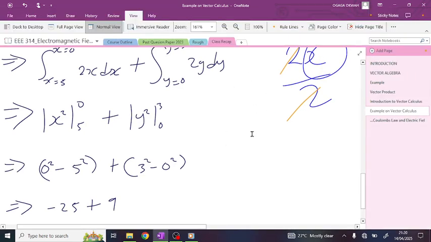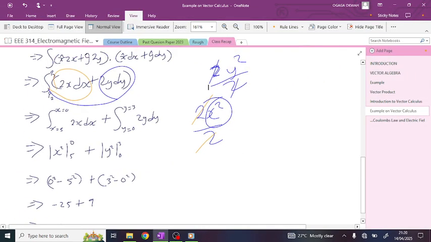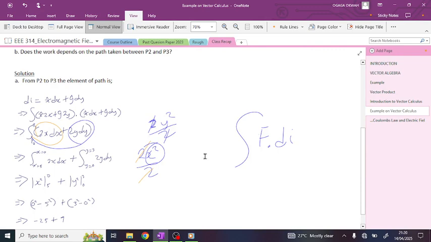So that's just an example on vector calculus. There is a lot more to do on this. However, this is a class recap and we'll just stop here.